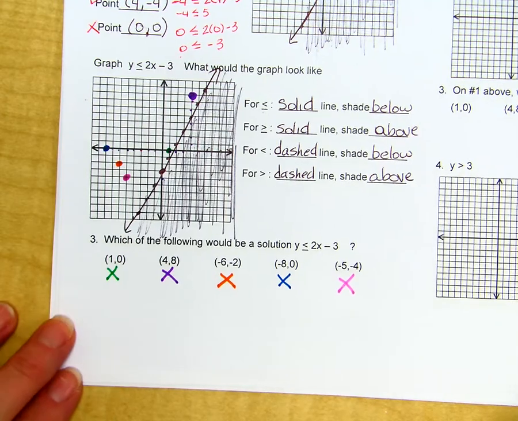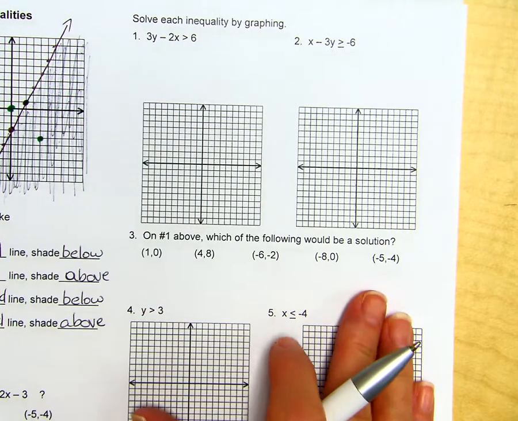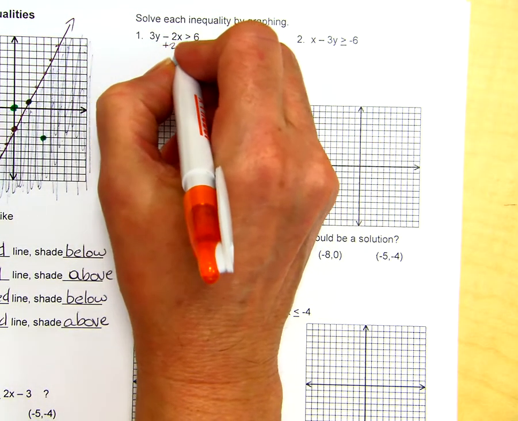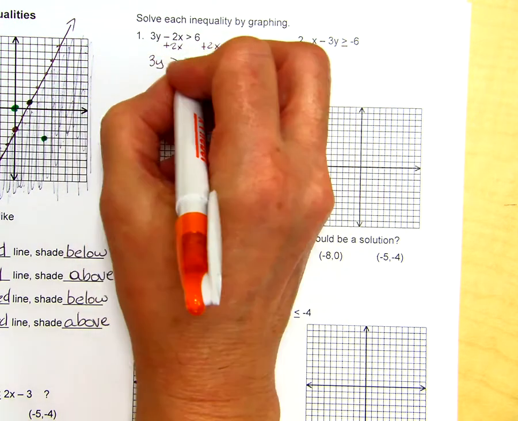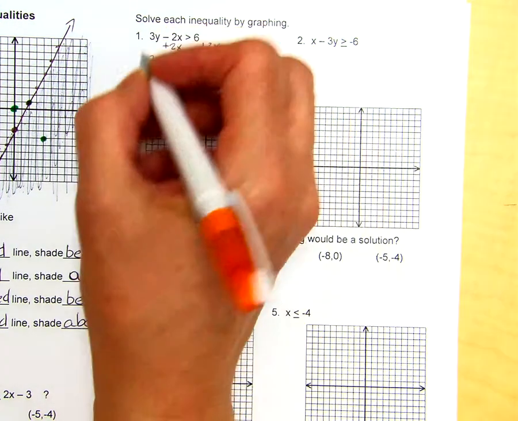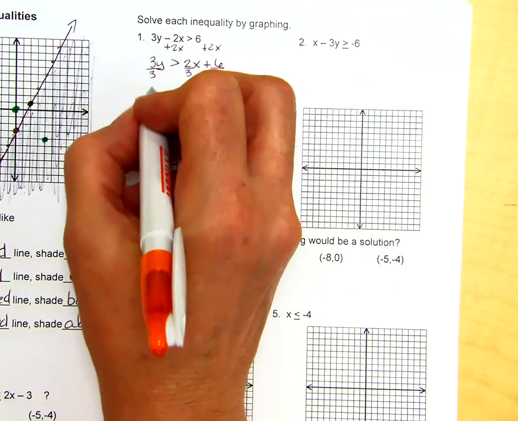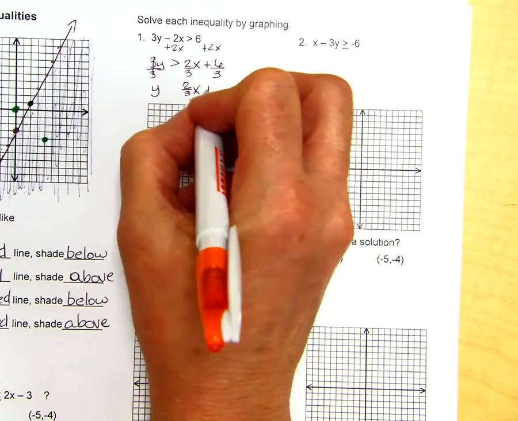Okay, so on the next half of the page, up at the top, it says solve each inequality by graphing. In order to solve them by graphing, we're going to first solve for y. So on this one, we're going to add 2x to both sides. So we get 3y is greater than 2x plus 6. To get the y by itself, we're going to divide everything by 3. Get y, and then here we get 2/3 x plus 2.